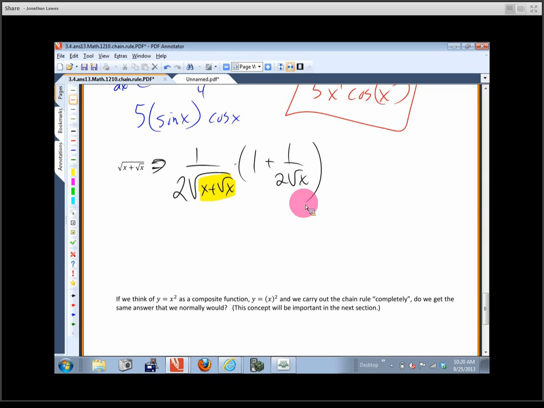Just slide this over and put it on the numerator. Okay, we could do that. We could write it as 1 plus 1 over 2 square root x, over 2 square root x plus square root x. Okay, you could do that. Would we leave it that way?